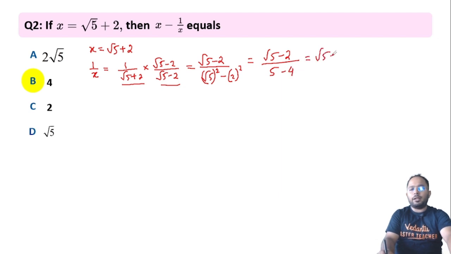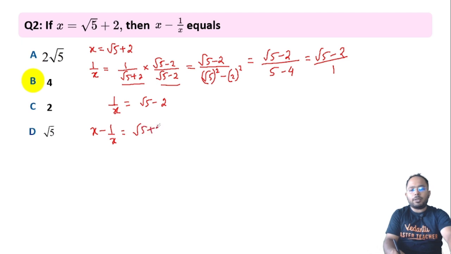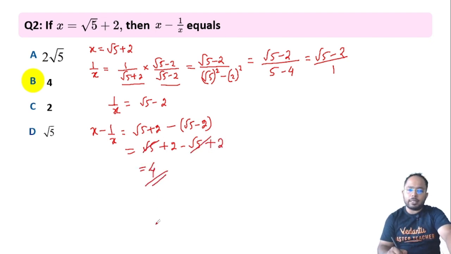So that gives under root 5 minus 2 by 1. So therefore, 1 by x value we got under root 5 minus 2. Alright. Now as per the question, x minus 1 by x should be under root 5 plus 2 minus under root 5 minus 2. So this cancels root 5 with root 5 and that gives 4 as the correct answer.